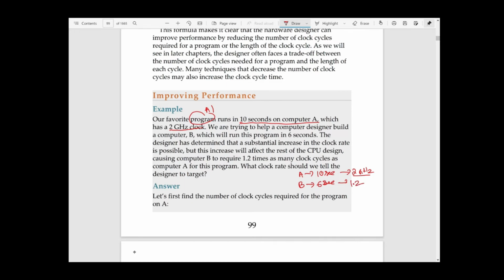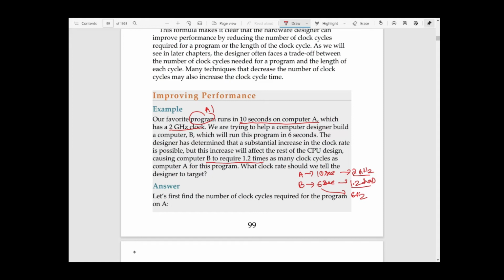What is written here is that computer B requires 1.2 times more clock cycles as compared to A, because this 1.2 times extra clock cycle is required because of the additional hardware required to increase the frequency. Now the question is, how much extra frequency is required? Meaning, instead of 2 gigahertz in B, which frequency is required so that the program can run in 6 seconds?